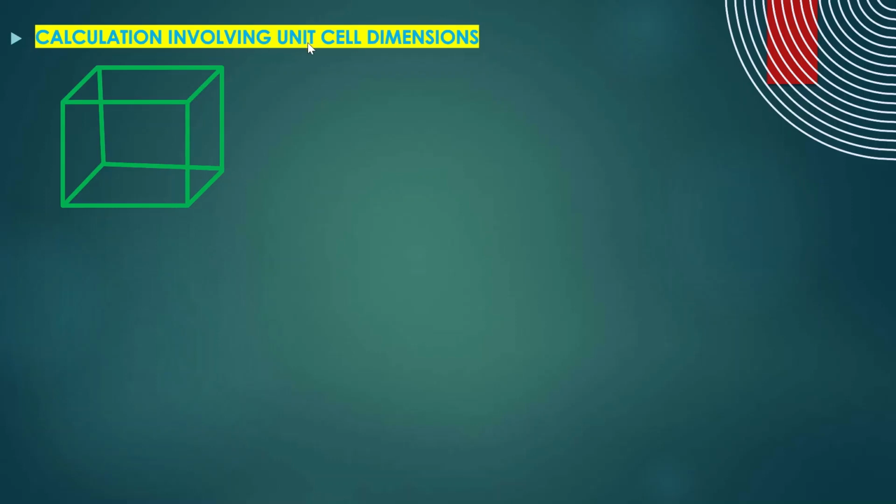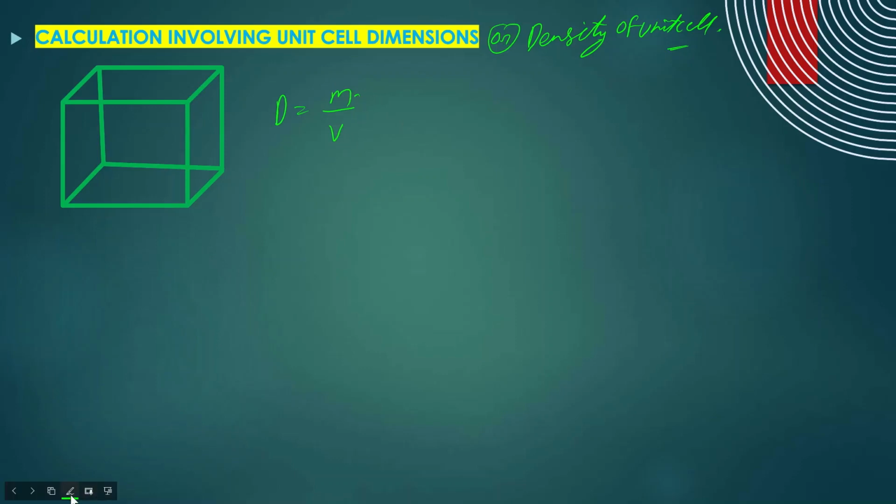Now, calculation involving unit cell dimension. The other name is density. Density of unit cell. Now how to calculate the density of unit cell? We know the formula of density. Density is equal to mass upon volume. Here M is the mass of unit cell and V is the volume of a cube.